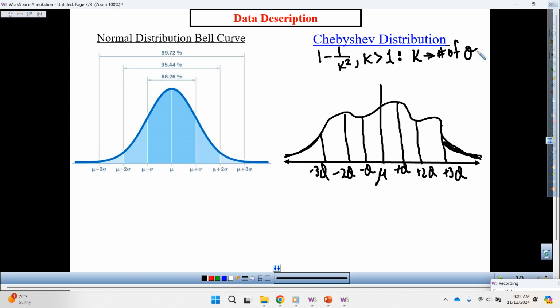So let's analyze what he's saying. According to his theorem, 1 minus 1 over k squared, k has to be greater than 1. What is k? The number of standard deviations. So let's look at the standard deviations. We have 1, 2, 3 standard deviations. Could it be 1 standard deviation? Why not? Because it says here what? K is greater than 1. So it cannot be 1.